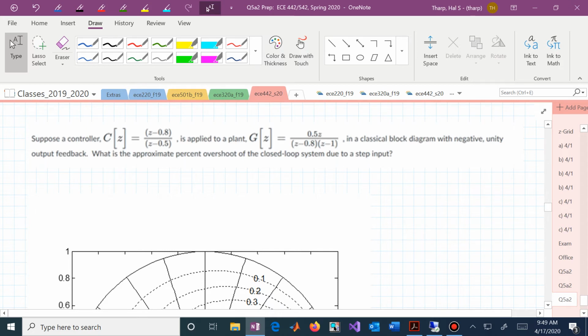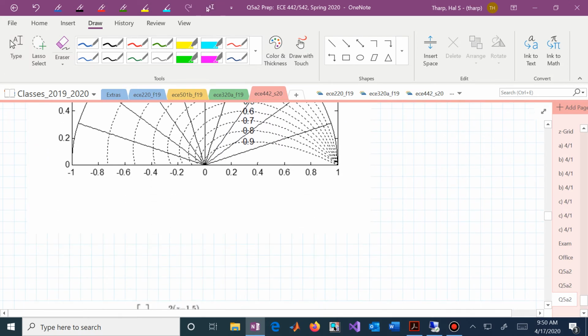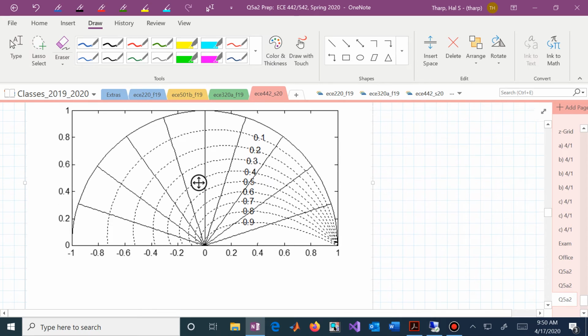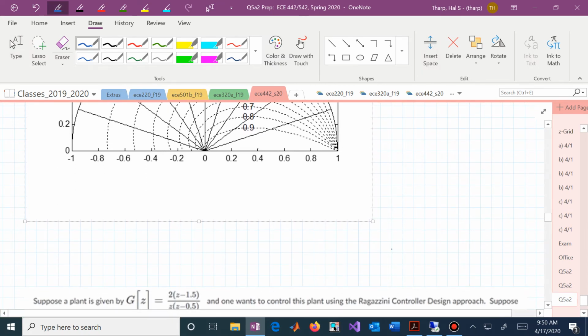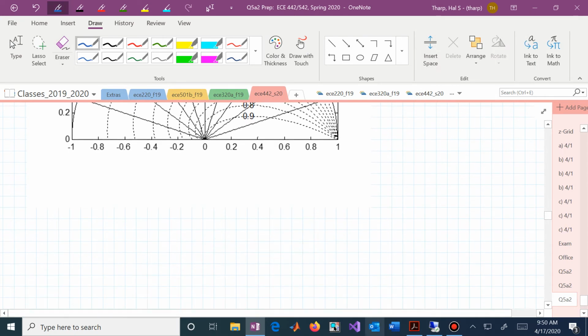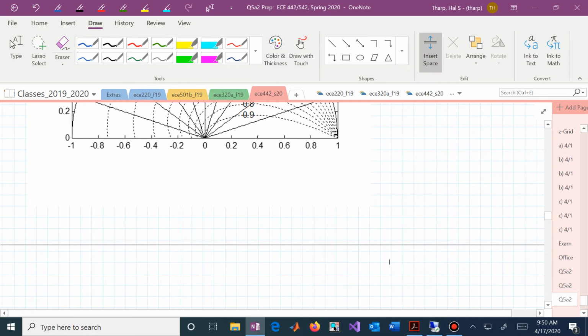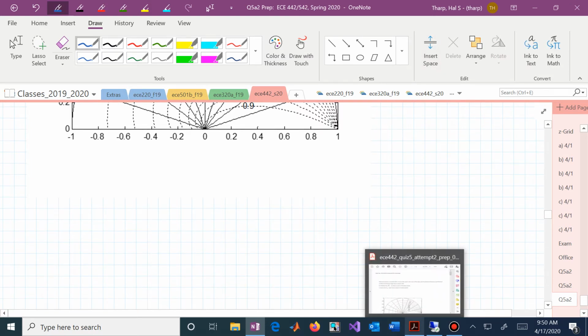Suppose a controller C of z is z minus 0.8 over z minus 0.5 is applied to a plant, G of z, in a classical block diagram with negative unity output feedback. Now I'm assuming, boy, I did not give myself enough space to work these problems. Hopefully you have plenty of scrap paper that you can now write on.